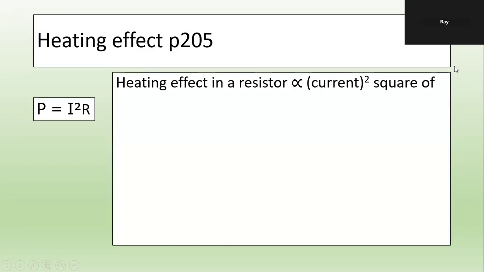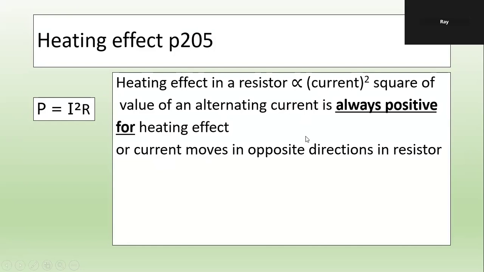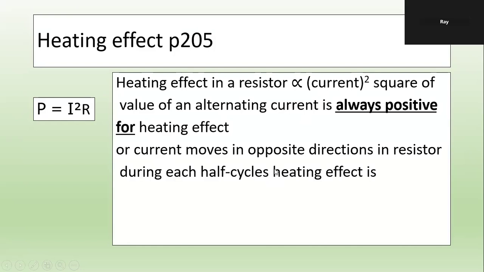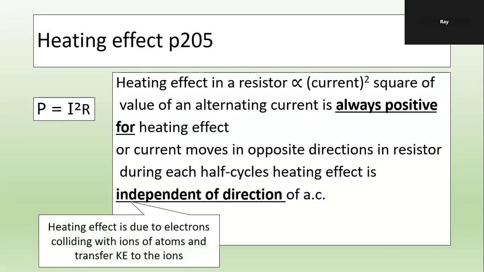Heating effect in a resistor is proportional to current square, I square R. The value of alternating current is always positive, right? Because you square it, the negative part becomes positive also for heating effect. Or current moves in the opposite direction in the resistor during each half cycle. Heating effect is independent of direction of AC. Basically, heating effect is due to electrons colliding with ions of the conductor and transferring kinetic energy to the atoms. That's all. So whether it's one direction or the opposite direction, it still will transfer energy during the collision. Okay with that? Yeah.